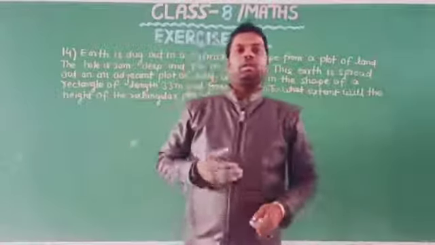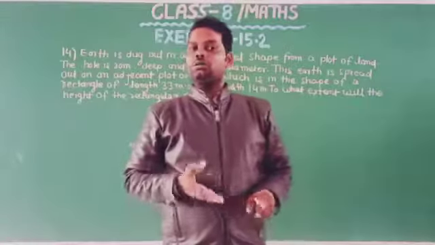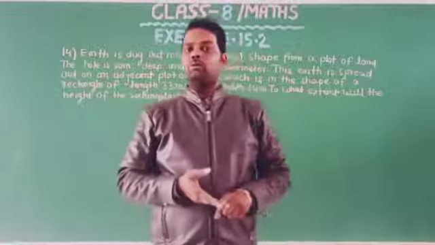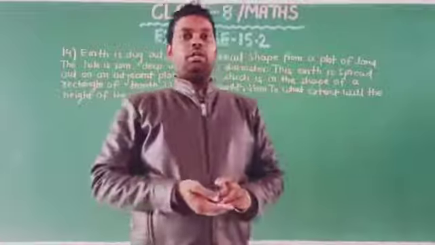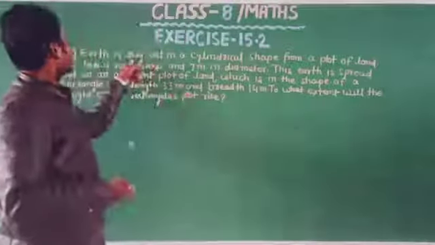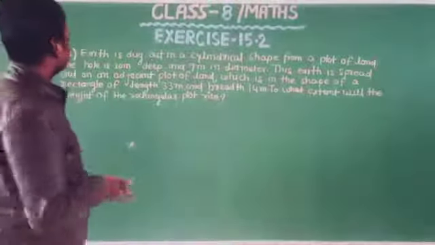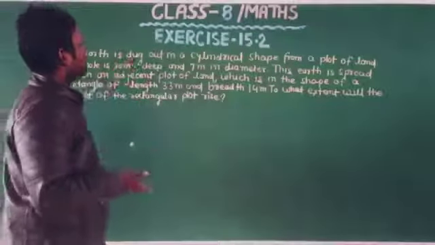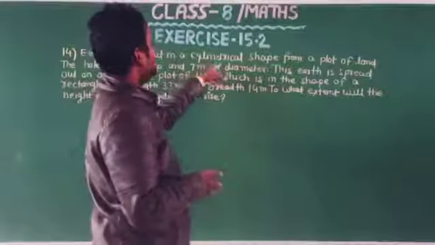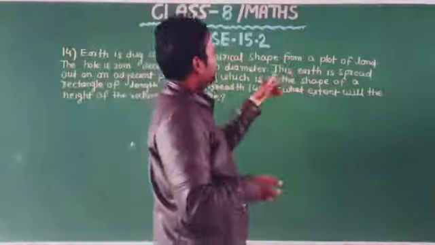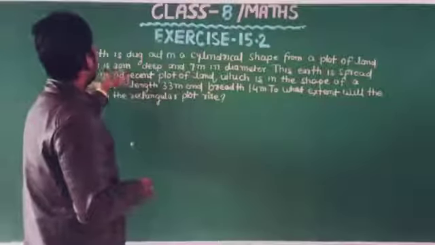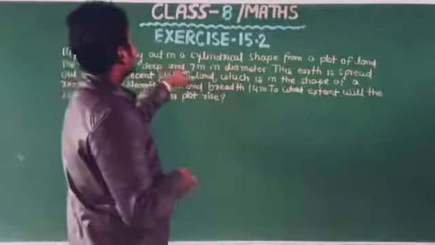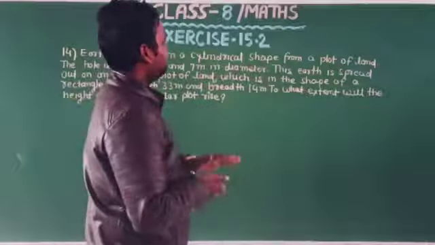Hello students, in this video I will solve Exercise 15.2, Volume and Surface Area, question number 14. In this question it has been said that earth is dug out in a cylindrical shape from a plot of land. The hole is 30 meter deep and 7 meter in diameter.